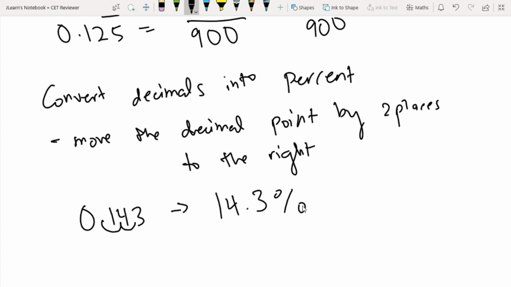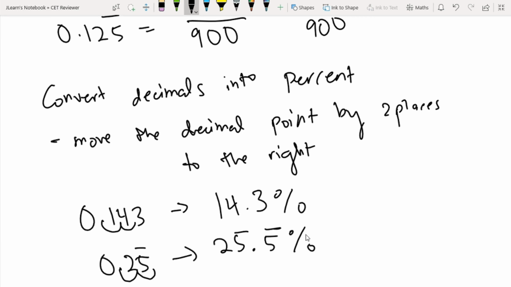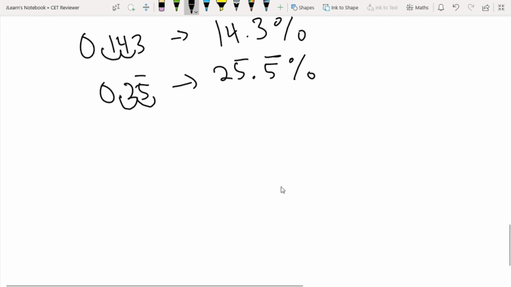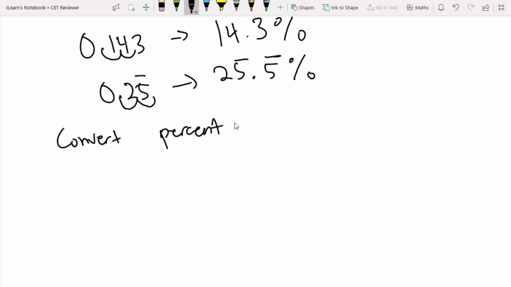Okay, ganoon lang. So kunyari, yung repeating decimal ulit, 0.25 bar. Move mo lang ng 2 decimal places, no? So this is 1, 2. So you have 25.5, then don't forget the bar, then lagyan mo ng percent sign. So ganun lang. And then as you can see, pag mag-convert naman tayo ng percent to decimal, pabaliktad lang.